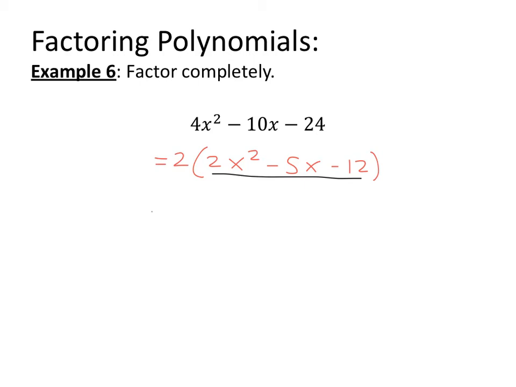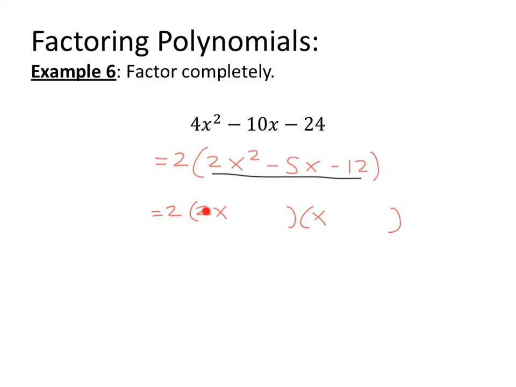So we'll have equals, and we'll keep that 2 that we factored out. That hasn't gone anywhere. And for these first 2 points right there and there, I'm going to think of, well, what times what is 2x squared? And that's just going to be 2x times x. Now I've got to think about, well, what times what is negative 12?